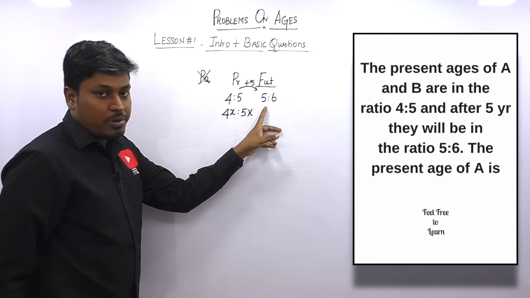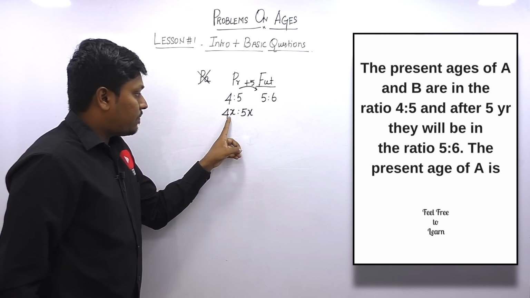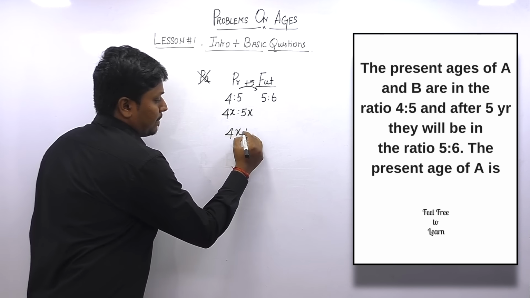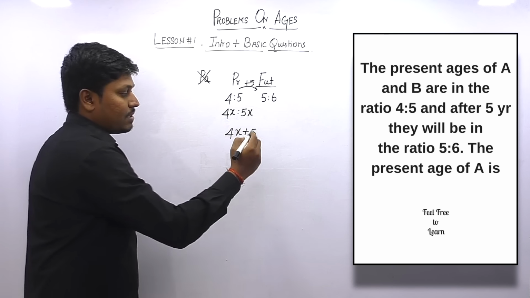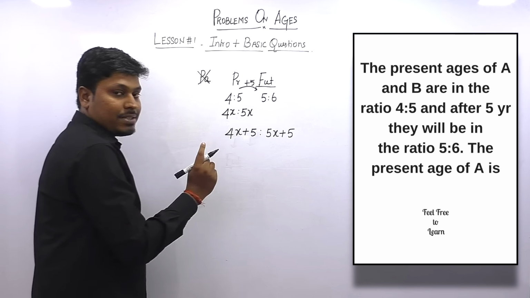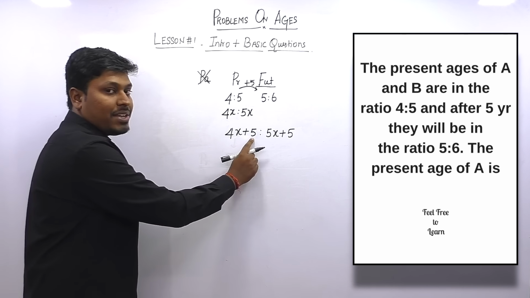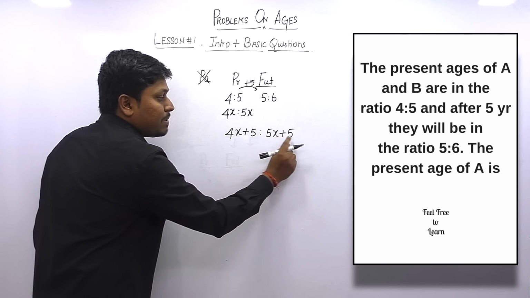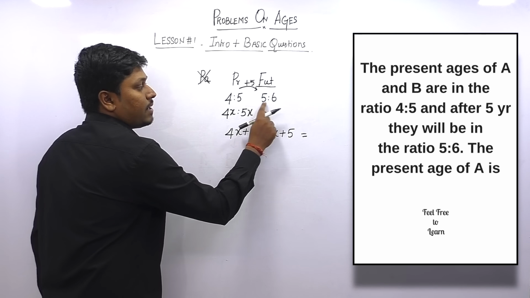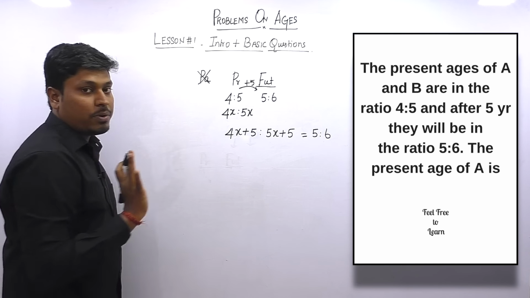And here they are talking about the future. So from the present to the future, you need to add the years. So 4x will be the age of the person A, so 4x plus 5 after 5 years. Similarly, the second person, 5x plus 5 after 5 years, right? From the present age to the future. So 4x plus 5 will be the age of the person A, and 5x plus 5 will be the age of the person B. Now in the future, they are in a ratio 5:6. So friends, got it how I wrote this equation?